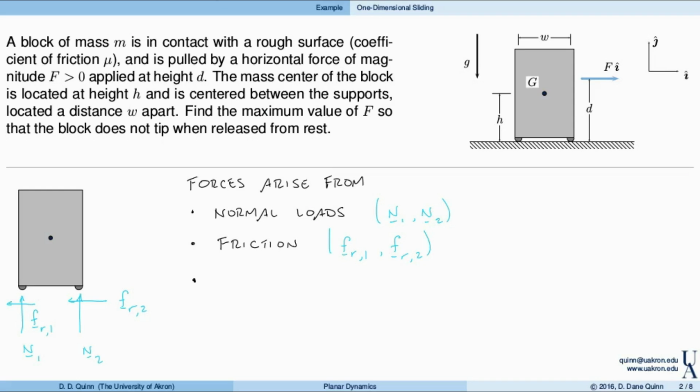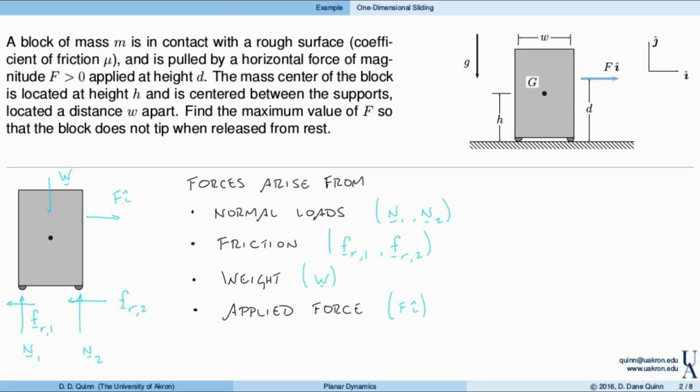We also have the weight of the block, so the force due to gravity, and we will describe that as W. And finally, we have the applied force, F, as seen in the problem statement. So here, that is a force F in the I direction. Now notice that at this point, I am just trying to identify that these forces exist. I am not necessarily saying what they are, or really much about them at all, except just trying to identify that they're there.